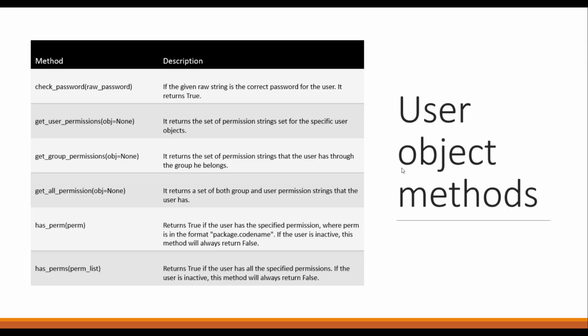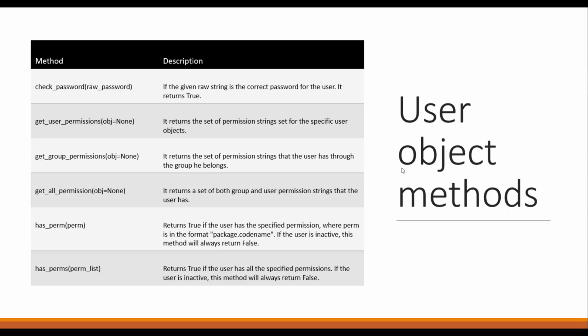And the next one is get_group_permissions, and in parentheses we also pass an object. It returns the set of permission strings that the user has through the group he or she belongs to. The next one is get_all_permissions, and in this we also pass the object in parentheses as an argument. It returns a set of both group and user permission strings that a user has.